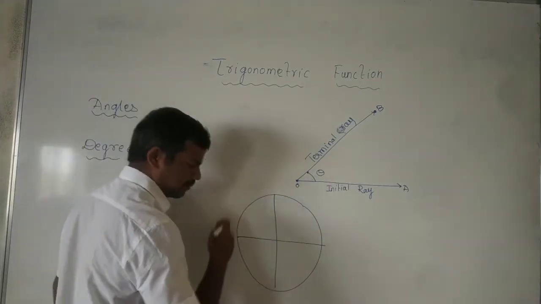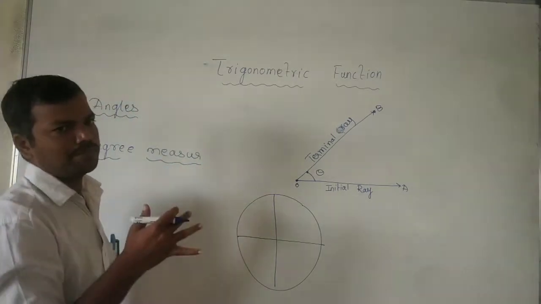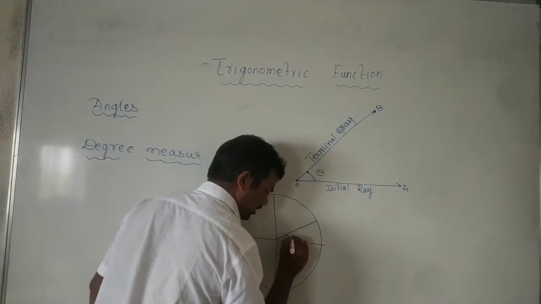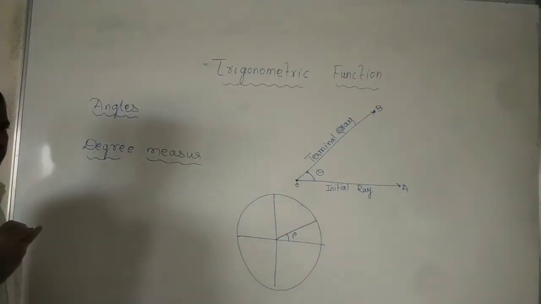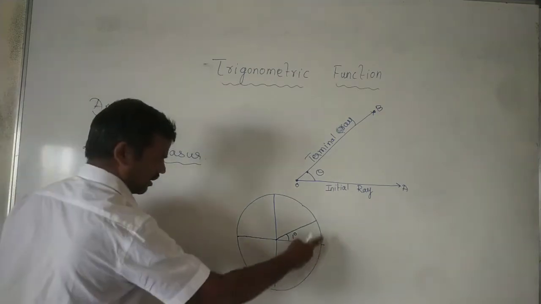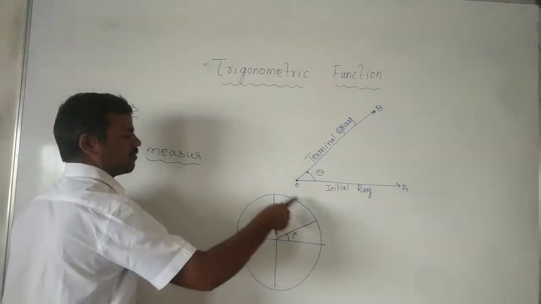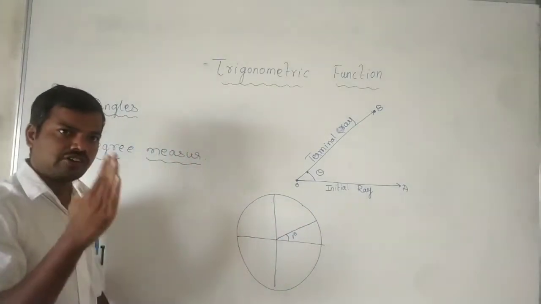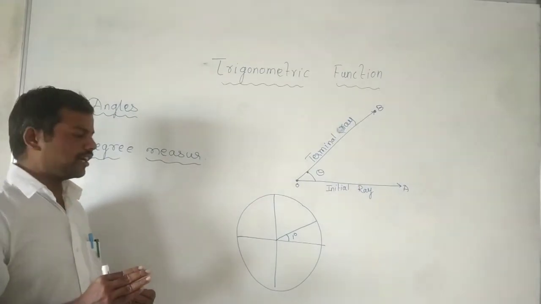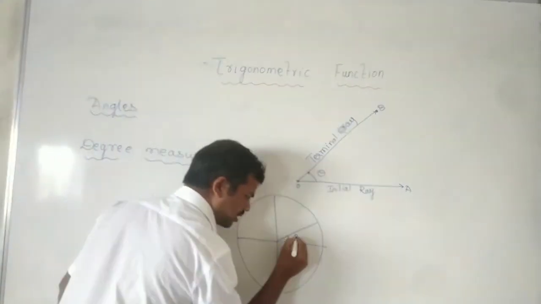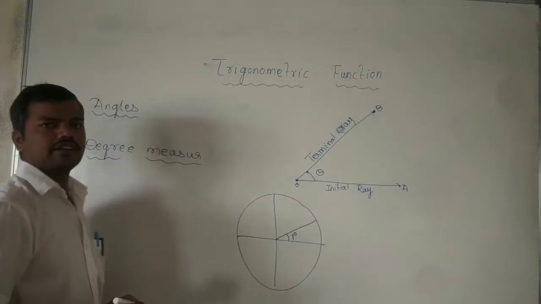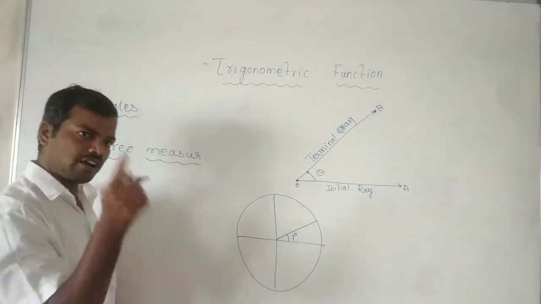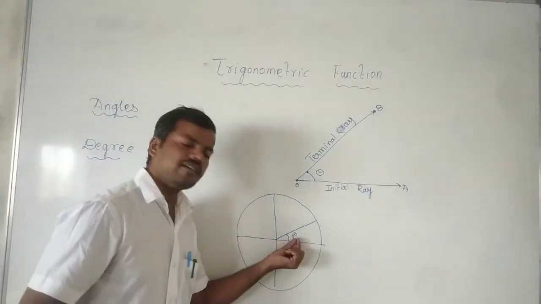360 parts. What do we do with this? We make 360 parts, and one part we call 1 degree. That is equal to 1 degree. If you divide one complete rotation into 360 equal parts, then the value of one part is 1 degree. That is 1/360th part of the complete rotation or revolution. So it is called 1 degree.